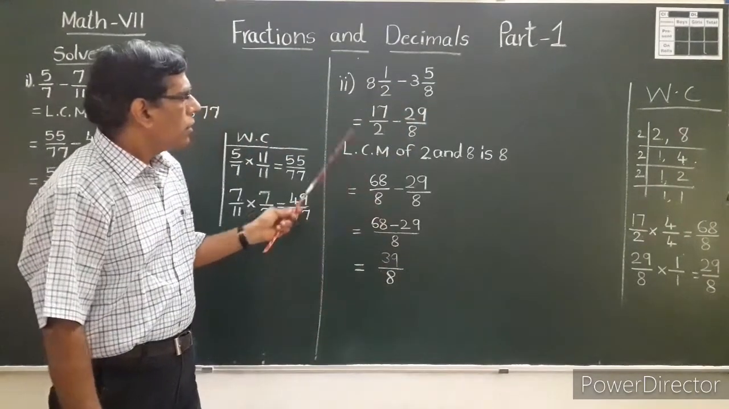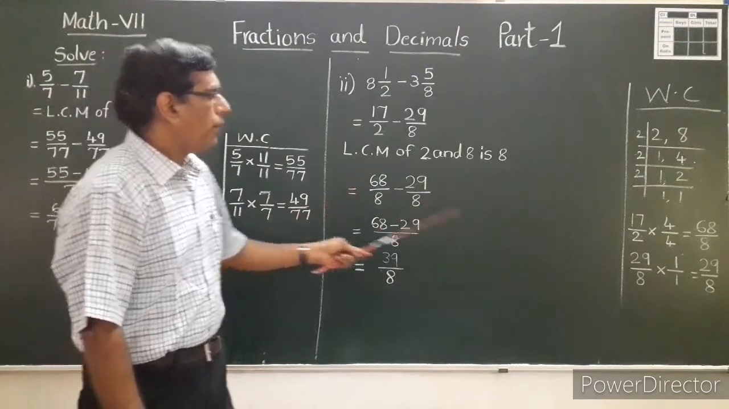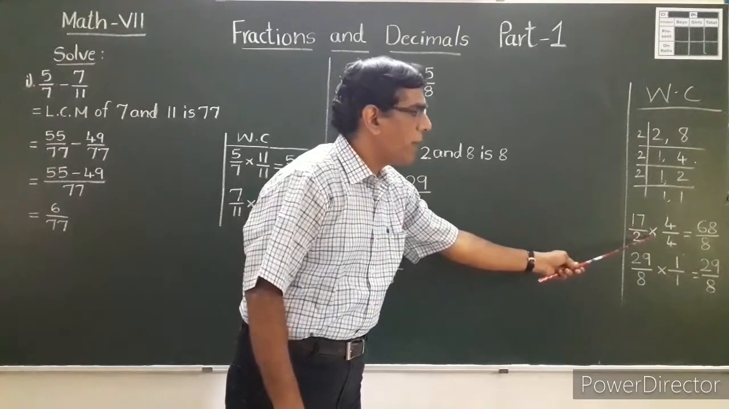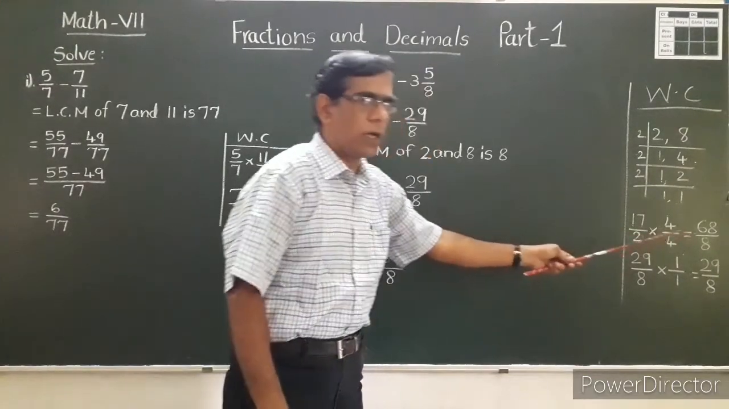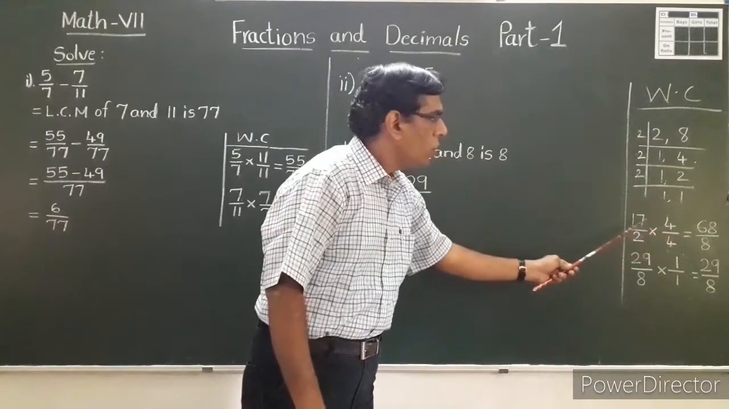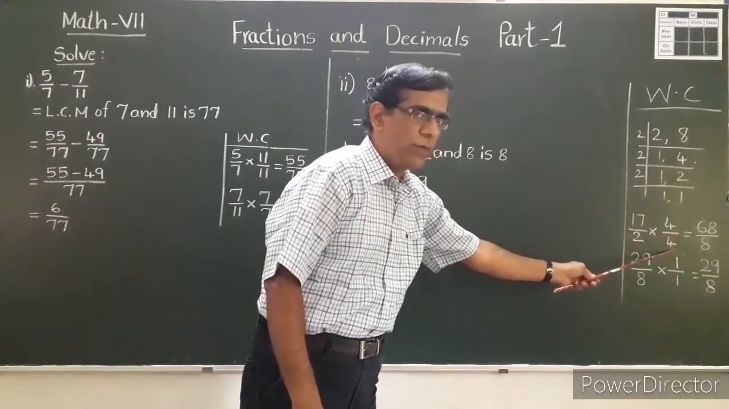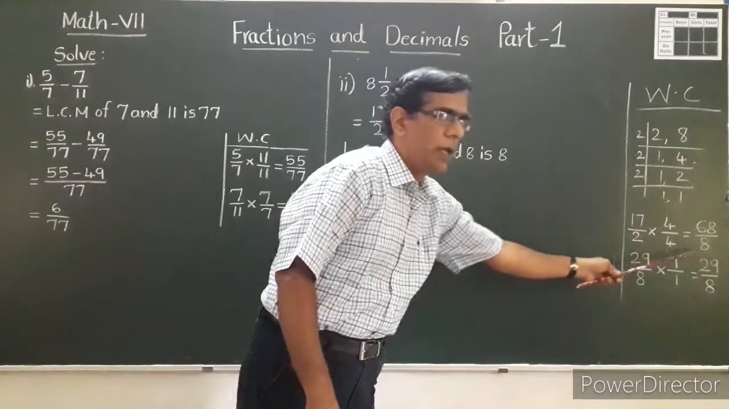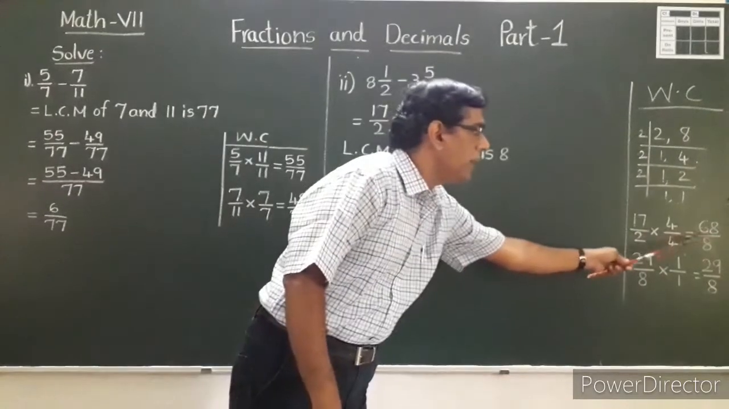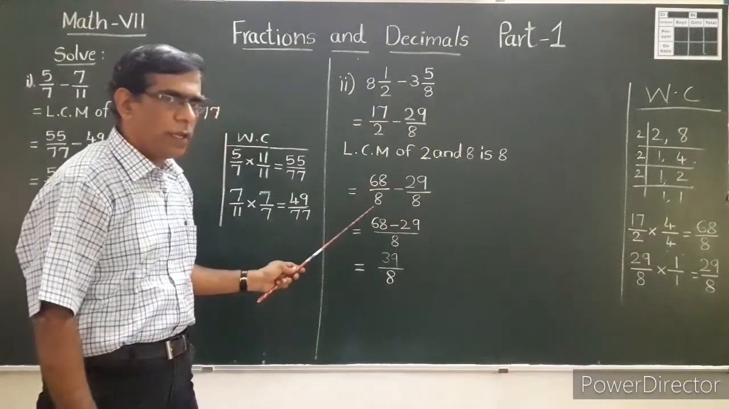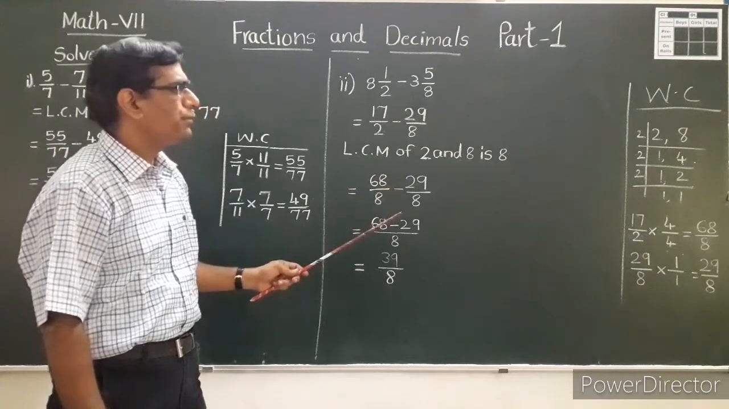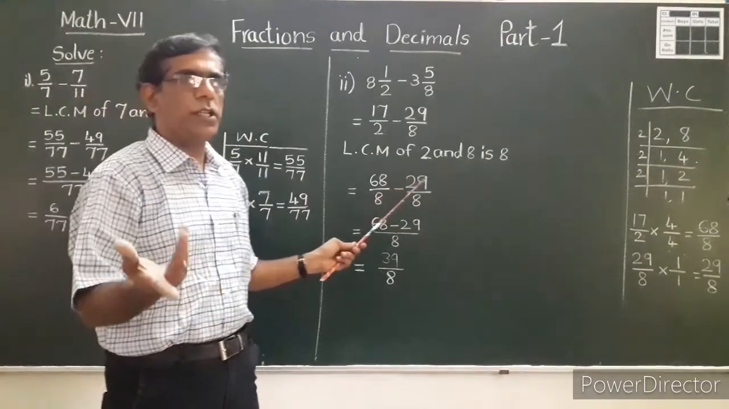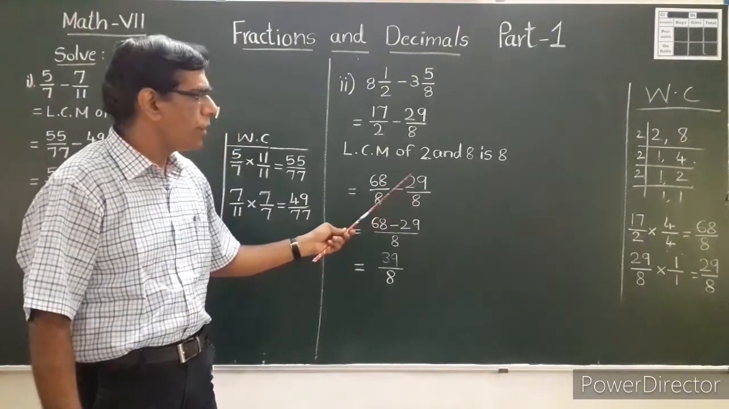Now the first fraction, 17 by 2. I will multiply and divide by 4. So 17 by 2 into 4 by 4. So 17 times 4 is 68, divided by 2 times 4 is 8. So then 68 divided by 8 minus 29 by 8 as it is, because there is no change in the denominator. That's why I write it as it is, 29 by 8.